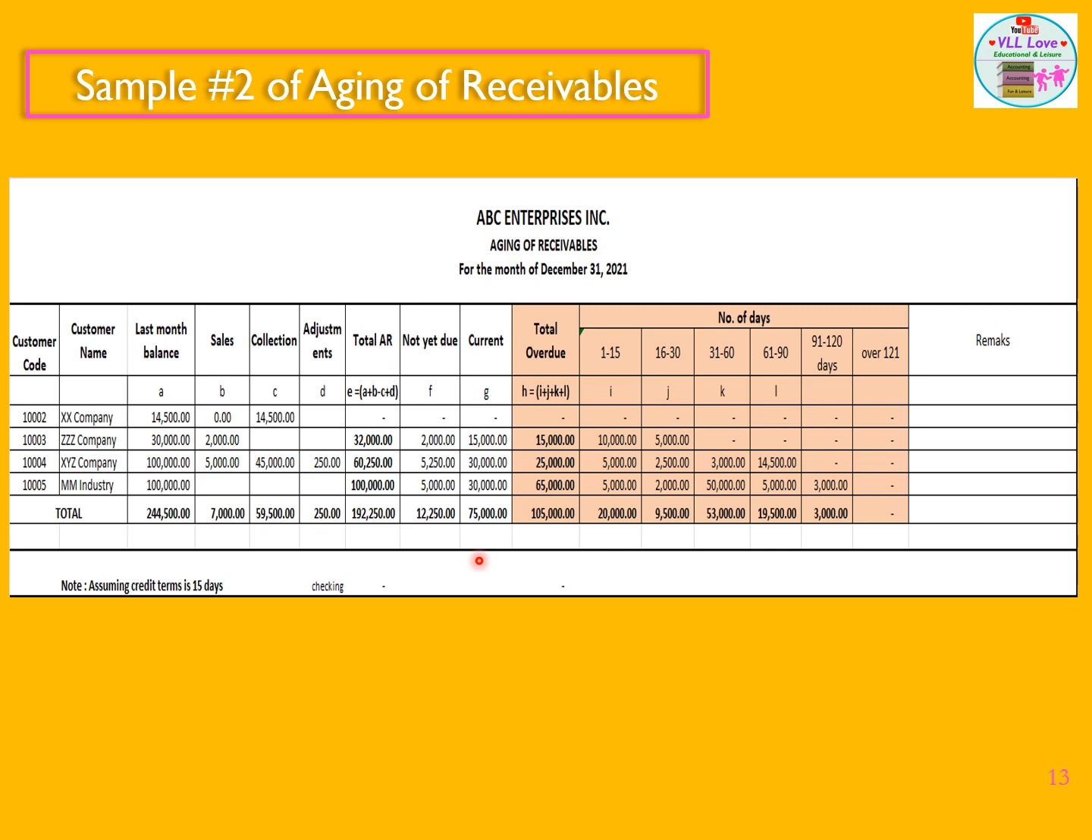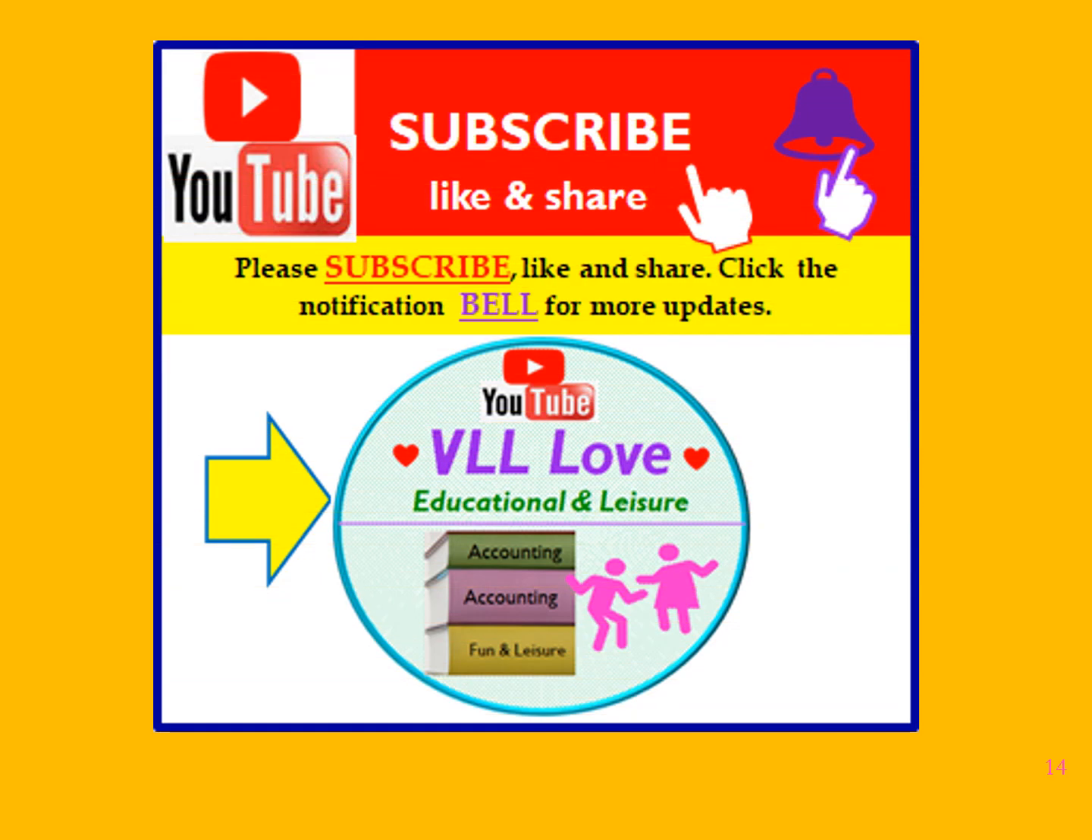By the way, the not yet due accounts are those sales that are not yet due for collection, while current and total overdue are receivables that are due for collection. That ends the discussion of accounts receivable.